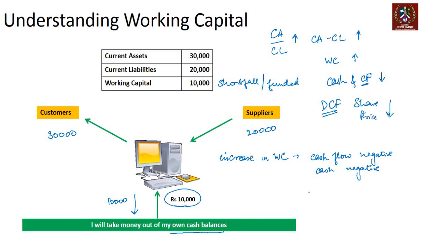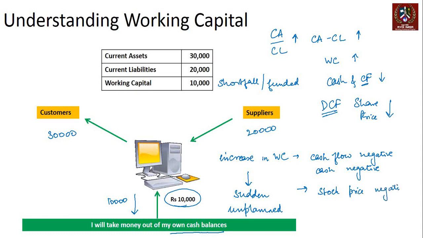So that's the second part, that because it is cash flow negative, an increase in working capital, and I'll add the term a sudden increase in working capital, which is an unanticipated or unplanned increase in working capital, which surprises the stock market, will be stock price negative as well.